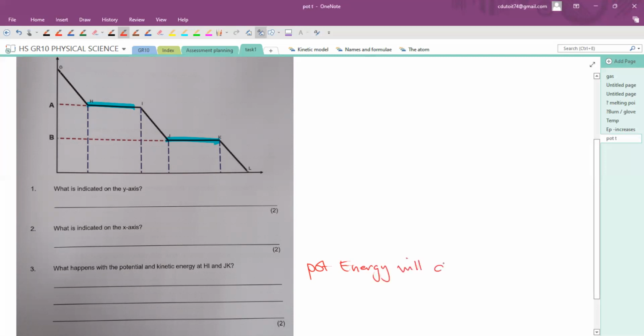Why? Because it is the cooling curve. And also important, in those purple lines, the kinetic energy will decrease. It will go slower, the molecules. I wonder why they didn't ask that. It's kind of more important. Oh, they are asking that in the next one.